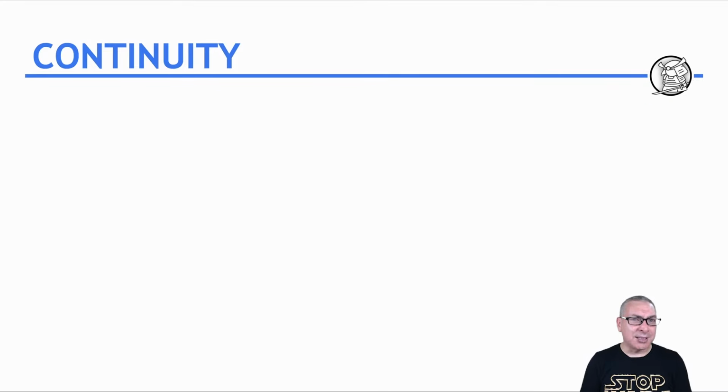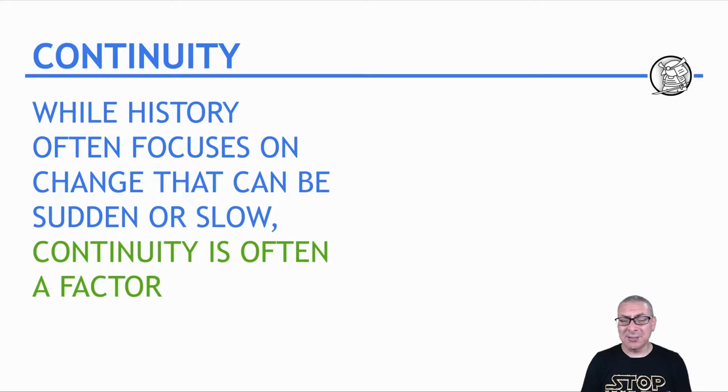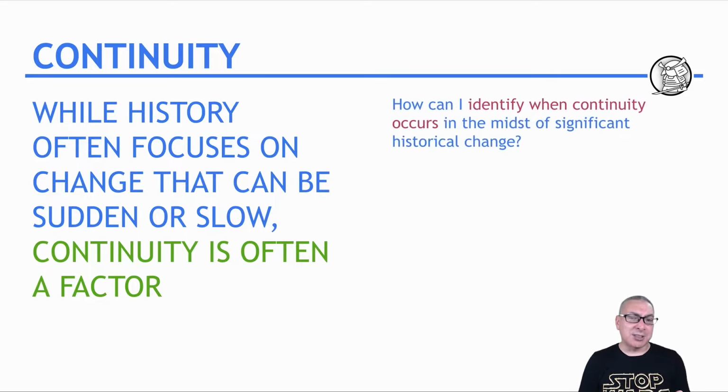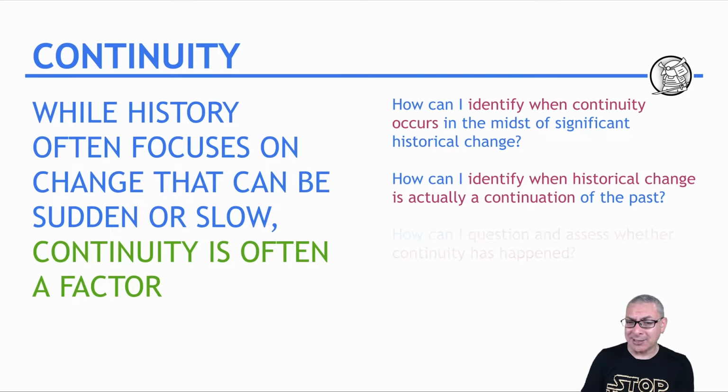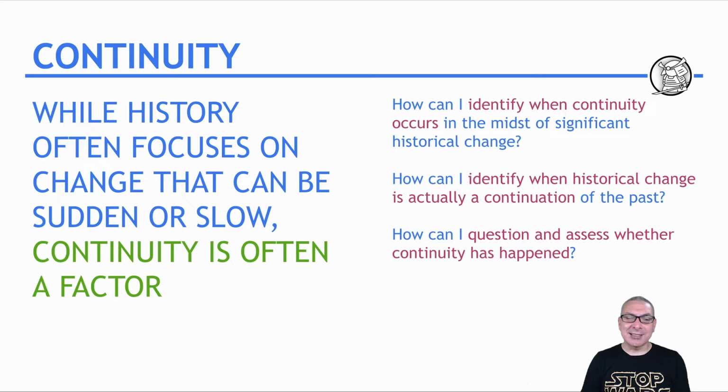So continuity, it's a little more frequent than you think. But basically, continuity can be a factor when we're studying history. We often look at change that is slow or maybe sudden. So you want to ask questions like, how can I identify when continuity has happened, even when there's significant change going on? How can you identify when historical change is actually less of a change and more a continuation of the past? And how can I question and assess whether continuity has really happened? Is this continuity? Or was this actually change?